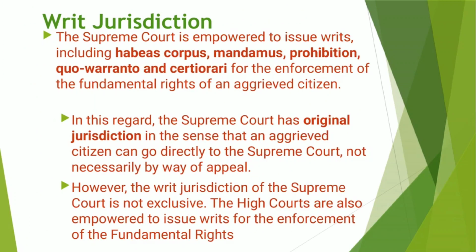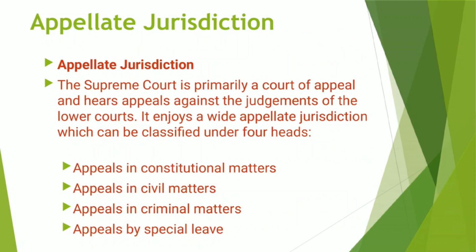Next is writ jurisdiction. Here, writ means an order. So the Supreme Court is empowered to issue an order of writs, including habeas corpus, mandamus, prohibition, quo warranto, and certiorari for the enforcement of the fundamental right of an aggrieved citizen. In this regard, the Supreme Court has original jurisdiction in the sense that an aggrieved citizen can go directly to the Supreme Court. However, the writ jurisdiction of the Supreme Court is not exclusive. The High Courts are also empowered to issue writs for the enforcement of the fundamental rights.